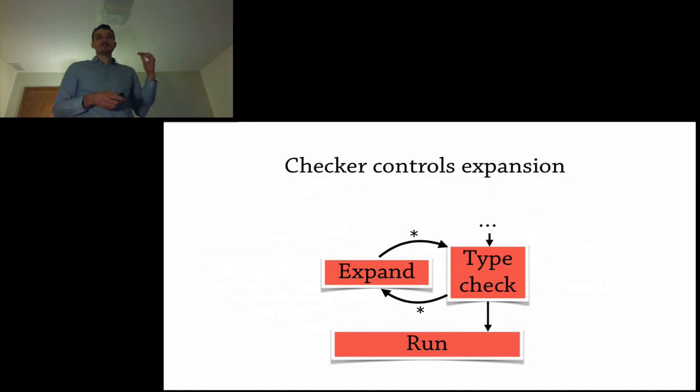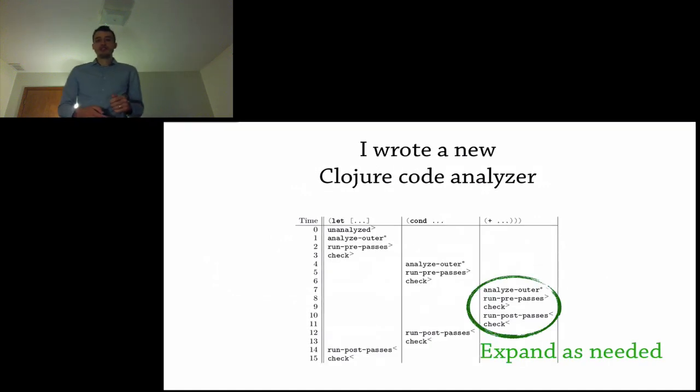So the entry point to type checking is that to type check an expression, the type checker gets to decide whether to expand something or not. So it doesn't just get a pre-expanded expression. And to achieve this, I wrote a new Clojure analyzer that effectively gives the type checker all of the tools to safely expand a piece of code as needed.